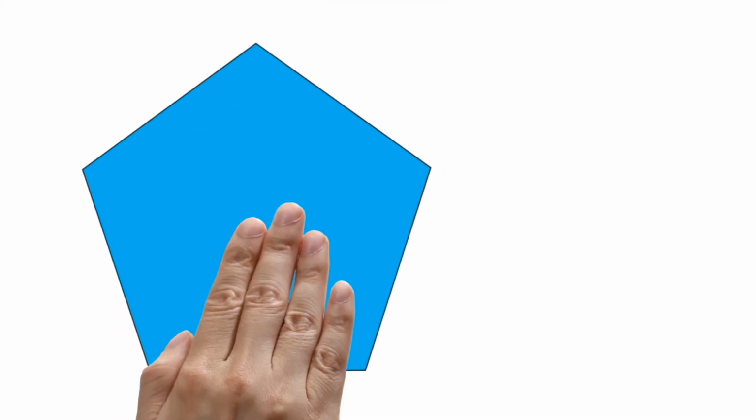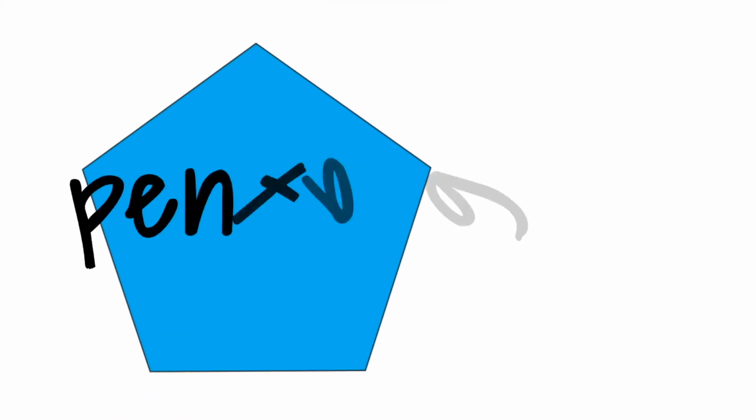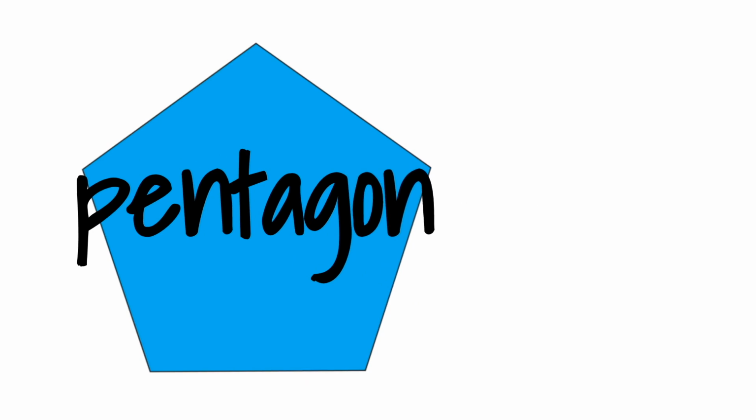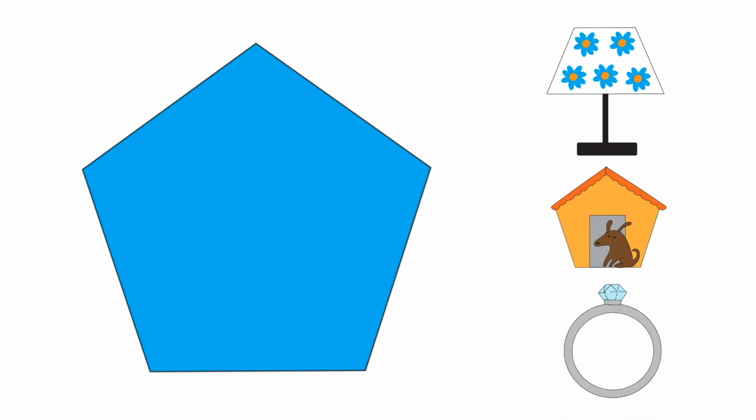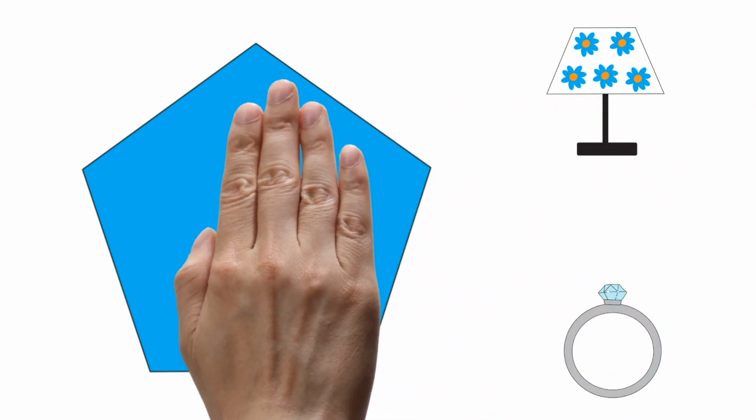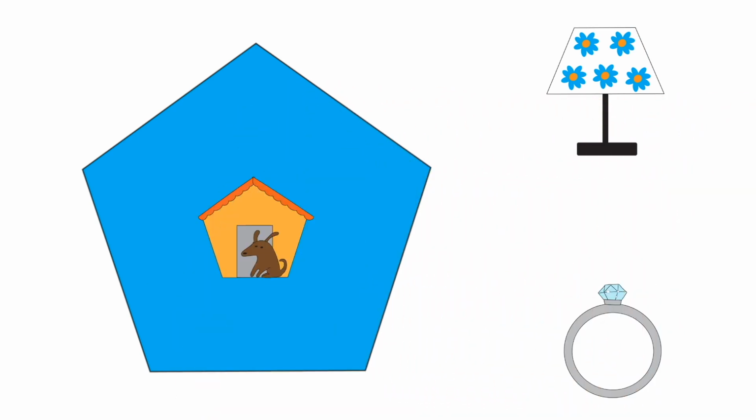This is a pentagon. Can you see an object that is shaped like a pentagon? A kennel is shaped like a pentagon. Pentagon.